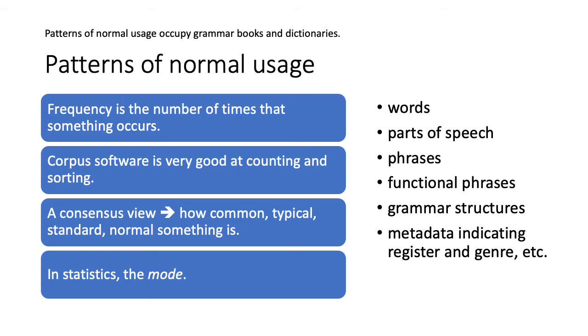As we are starting to see, computers can count words in a language, words in a text, the parts of speech, functional phrases, grammatical features used in context, and whatever other metadata is available. What we end up with is a consensus view. That is, what is the most common or typical or standard or normal way that something is. And in statistics, this is known as the mode.